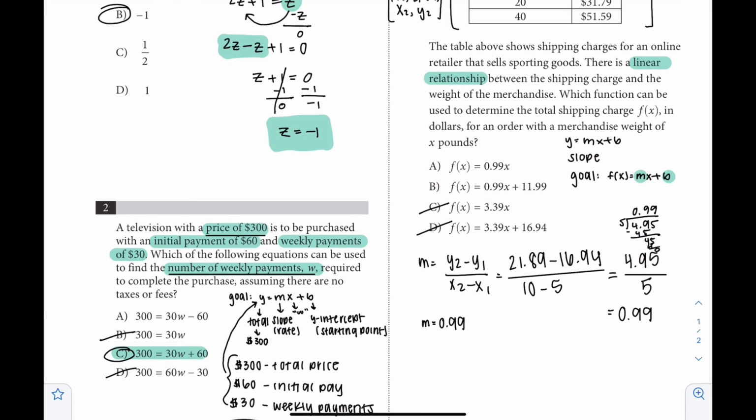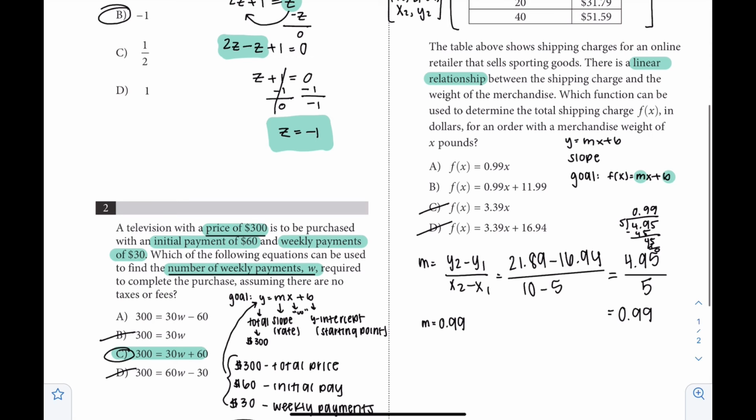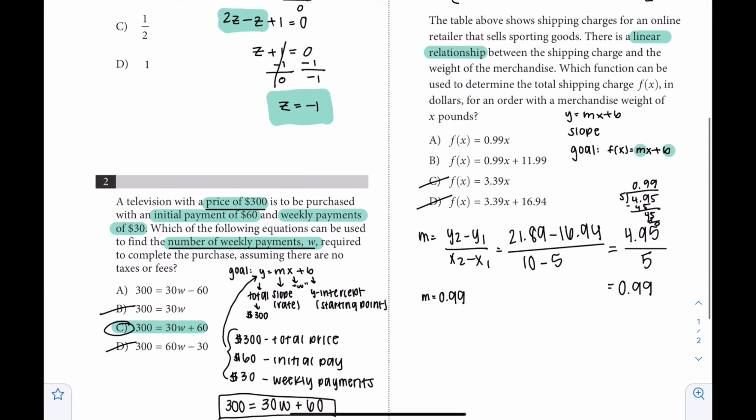Okay, so we now know that slope is 0.99, but we still have this b, or y-intercept, to figure out. And the way we figure that out is using another formula, which is called point slope formula, another really important SAT formula. And that formula is y minus y1 equals m times (x minus x1). And m is just going to be slope in this case.